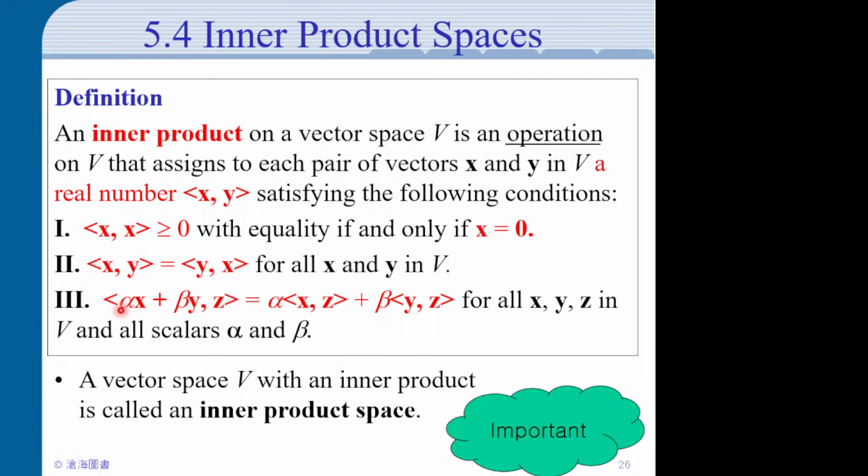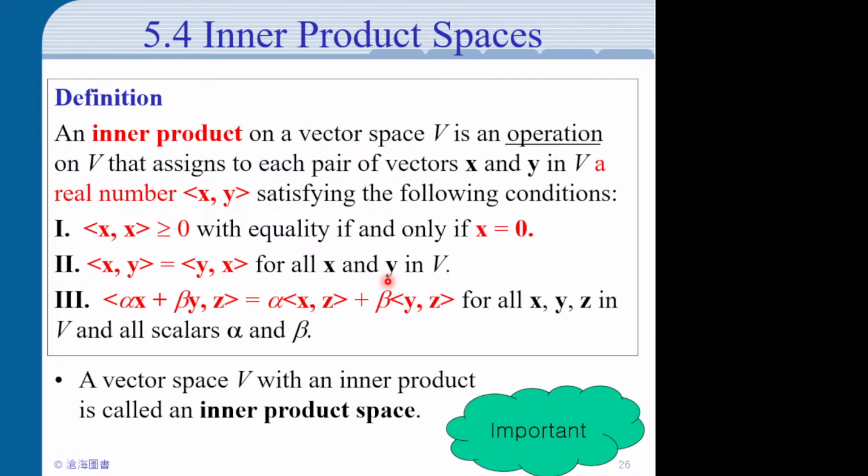And finally, it needs to be linear. So alpha x plus beta y inner product with z equals alpha times x inner product with z plus beta times y inner product with z. I guess we didn't explicitly show those, but you can easily check that those three are all true for the inner product we defined on Rn.